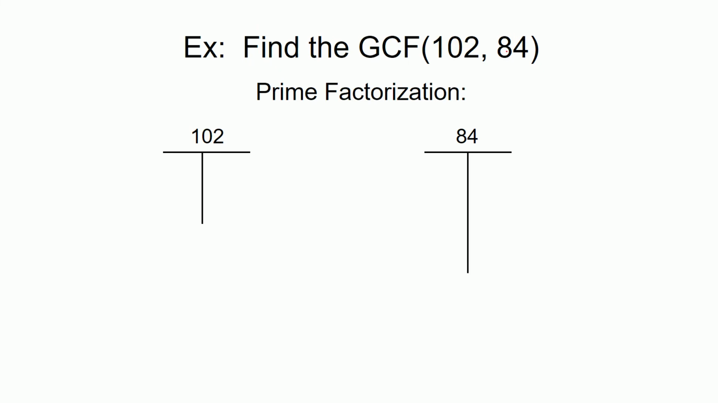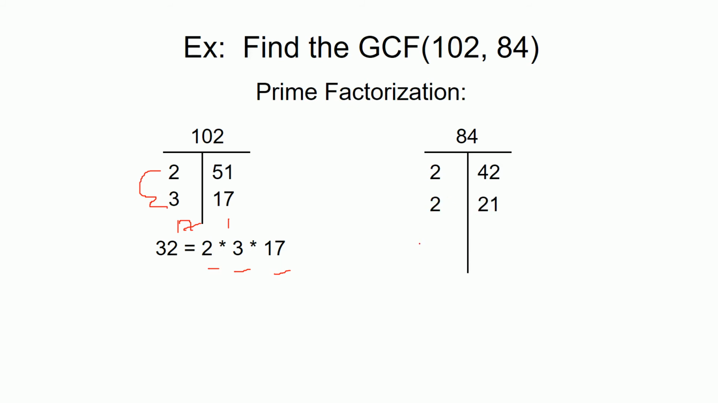Let us take one more example, 102 and 84. Now 102, 2 51s are 102, 3 17s are 51, and so 2, 3 and 17 are what we are left with. These are the prime factors. Again we go about 84 to find the prime factorization. So 2 into 42, and 2 into 21, and then 3 into 7. So then 7 into 1. So we have 2, 2, 3, 7.